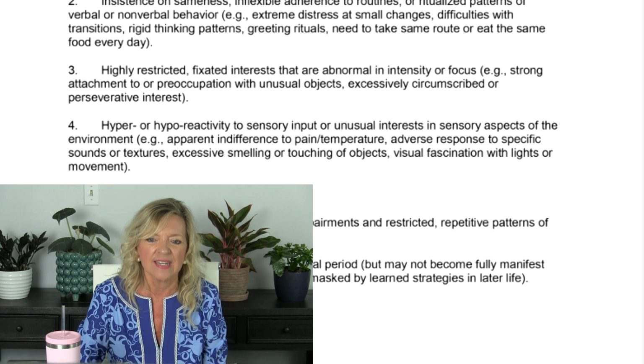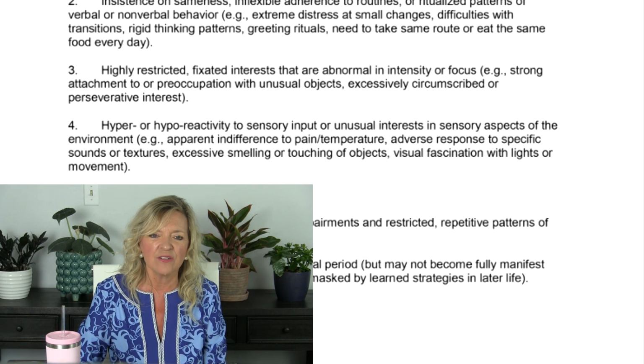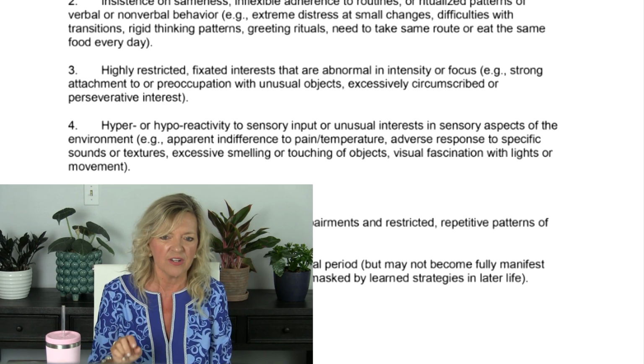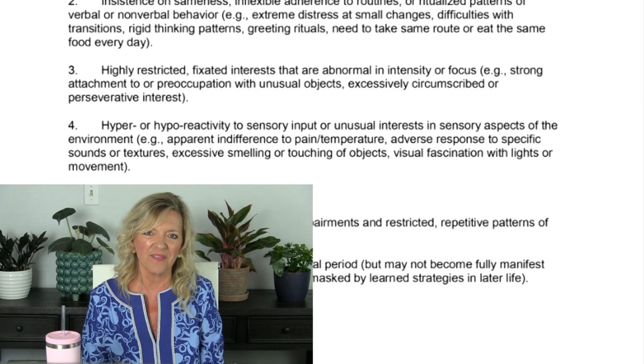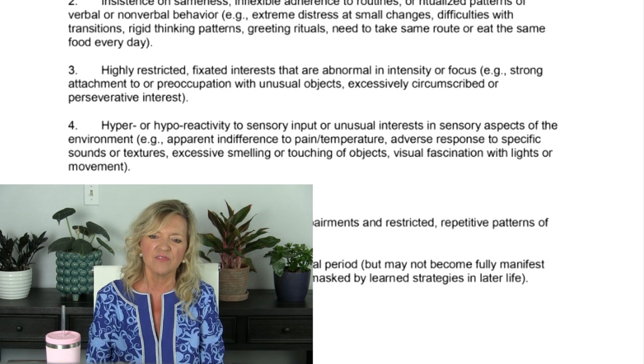So what's the example they provided? Apparent indifference to pain or temperature, so that would be hyporeactivity. Adverse response to specific sounds or textures. Excessive smelling or touching of objects, and visual fascination with lights or movement. So they gave us lots of different examples there with different sensory responses. In that official criteria, they've talked about pain, that kids may get really hurt, and they've fallen so badly that you think, oh no, I'm going to see blood, and then the child just jumps up and moves on like nothing ever happened.